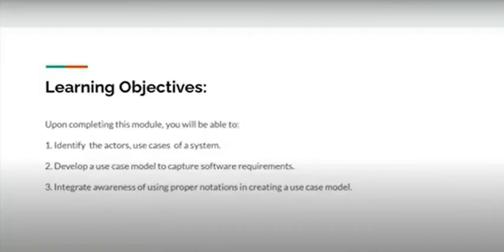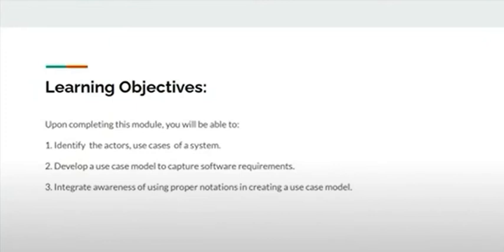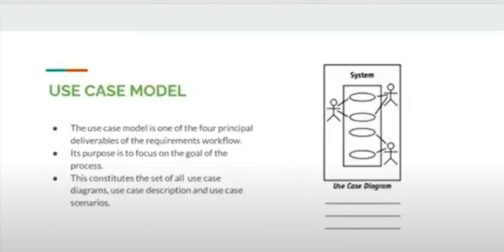After completing this module, you will be able to identify the actors and use cases of a system, develop a use case model to capture software requirements, and integrate awareness of using proper notations in creating a use case model. The functional view, as one of the principal deliverables of the requirements workflow, is best described using the use case model. The purpose is to focus on the goal of the process or the feature of the system. These compose the use case diagram, use case description, and use case scenario.